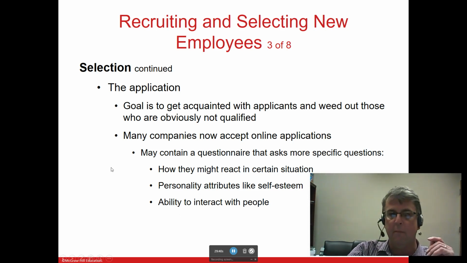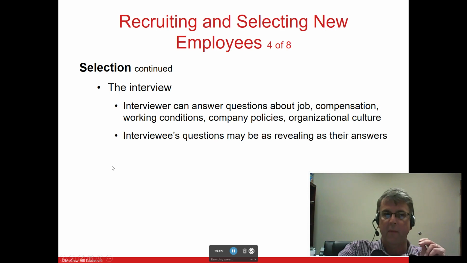Ability to interact with people. Those are the things they might be looking for. An interview is the next step. Interviews can answer questions about the job, compensation, working conditions, company policies, organizational culture.